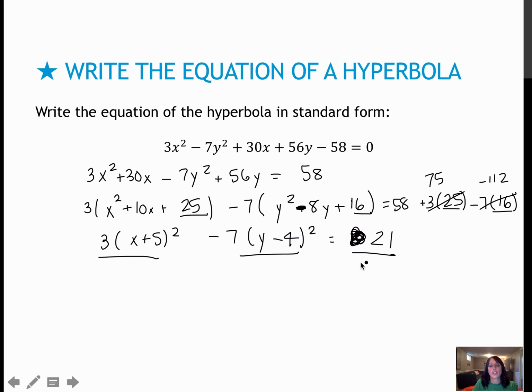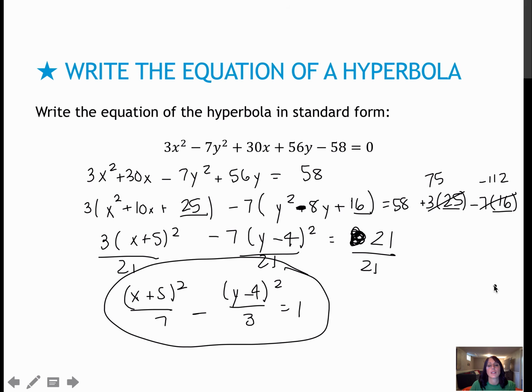Dividing all three terms by 21 gives me x plus 5 quantity squared over 7 minus y minus 4 quantity squared over 3 equals 1. And that's my final answer.